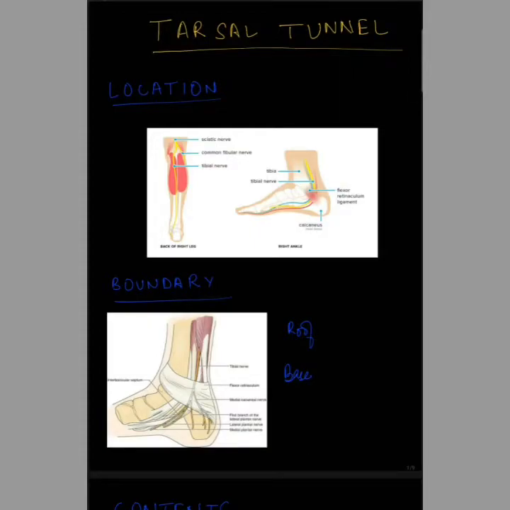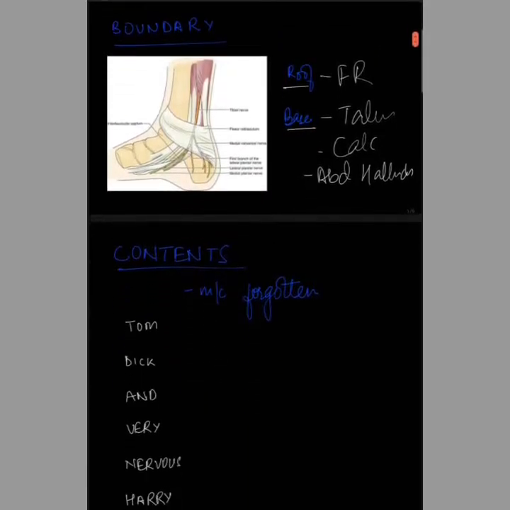Today we will talk about the tarsal tunnel. It is located on the posterior and inferior aspect of the medial malleolus. The roof of the tunnel is formed by the flexor retinaculum, and the base is formed by the medial surfaces of the talus and the calcaneum. A little part inferiorly is also formed by the abductor hallucis muscle. Moving on to the contents of the tunnel.